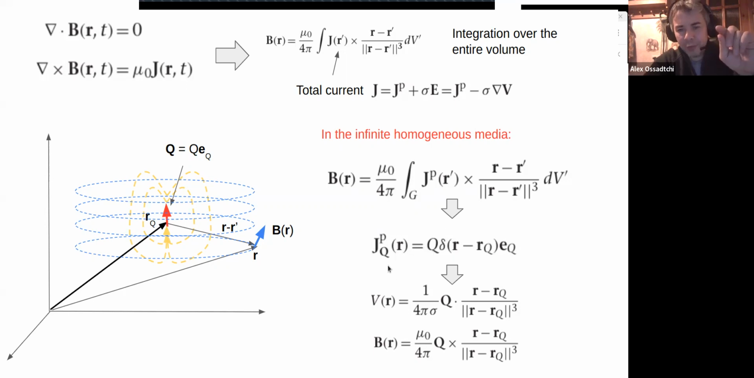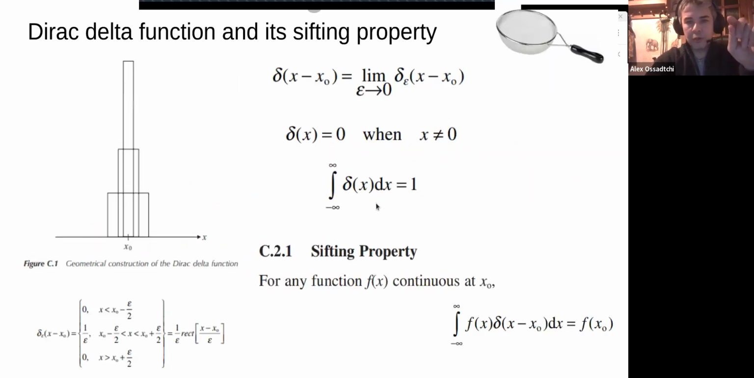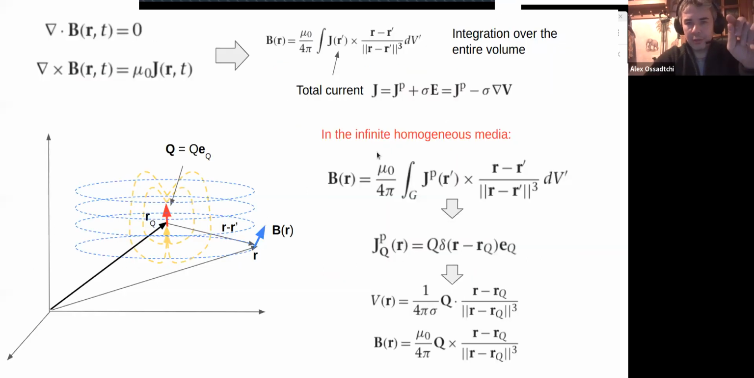But you must not confuse this. This is the current density for any r. You have to understand that this is an expression for any r, and because of this delta function, this is zero everywhere except at location r_Q. Because of this property of the delta function. Okay. And now, V, right?